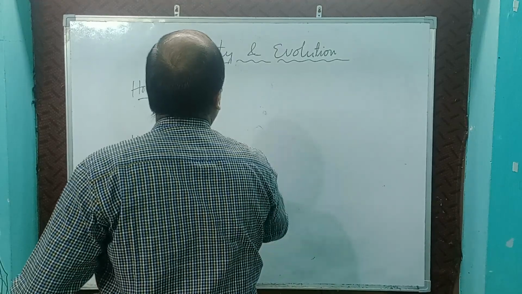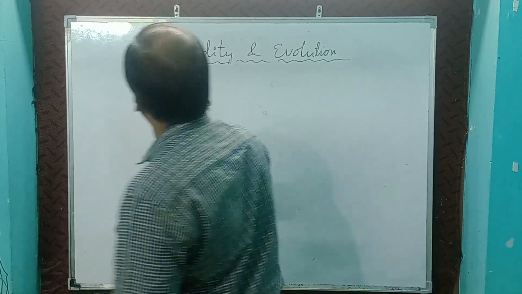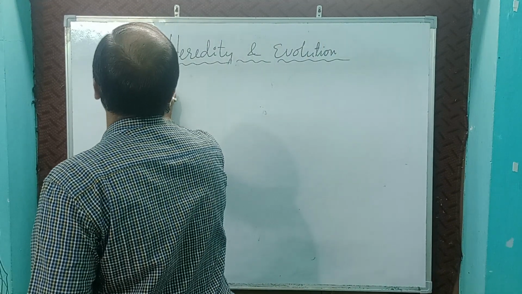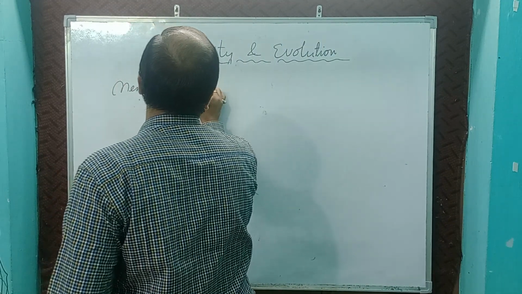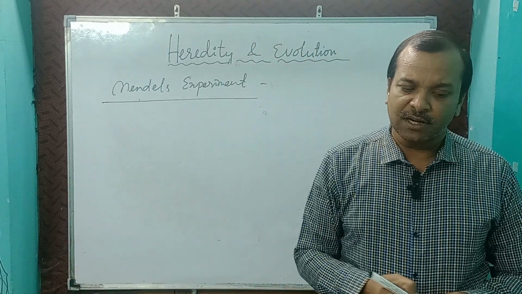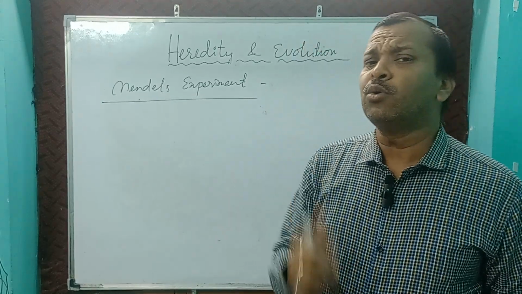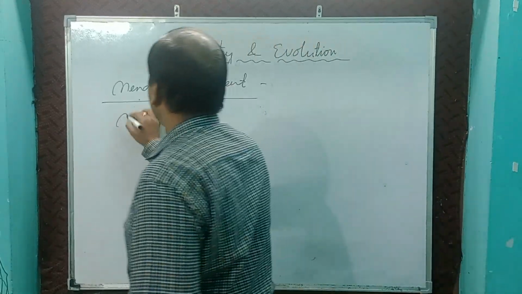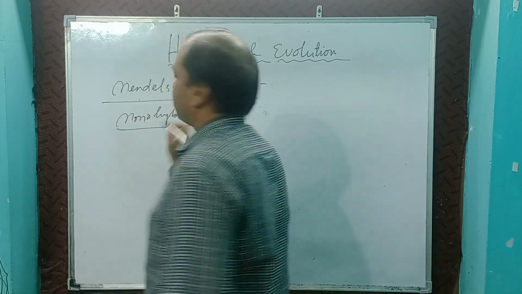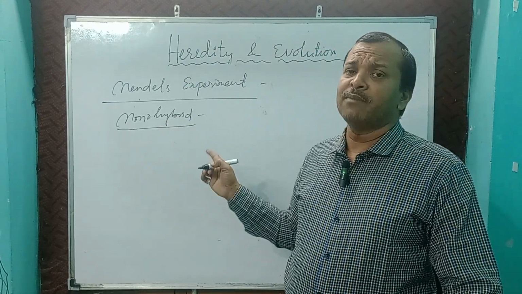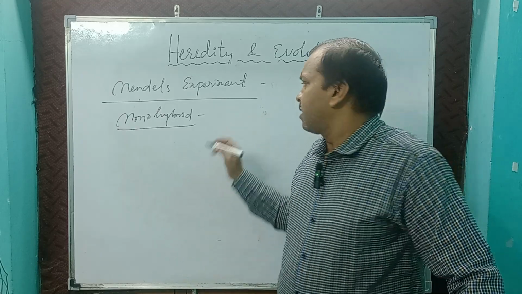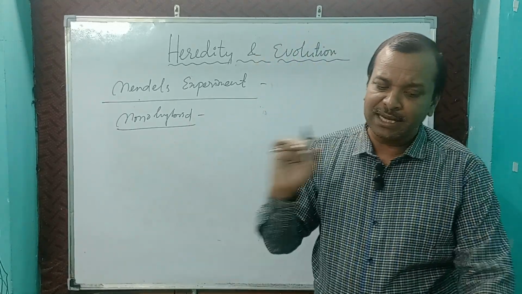Next one is what Mendel did in his experiment. Let us see. This will come in an exam. Mendel's experiment on pea plant. What he observed: there are two types of cross. First one is monohybrid. Focus here because this might come in your exam. Definitely monohybrid or dihybrid cross will come. Mono means single.